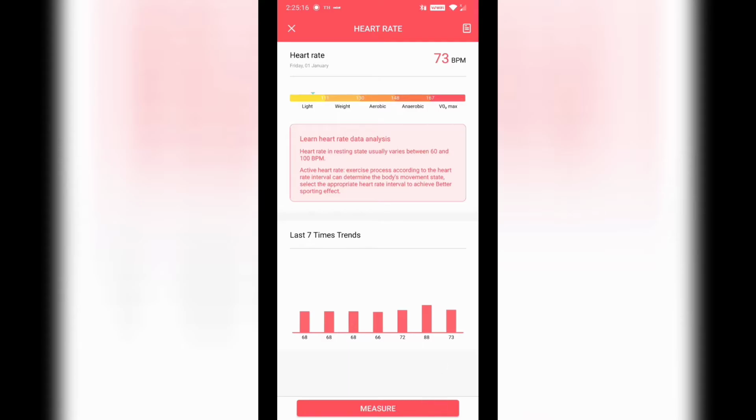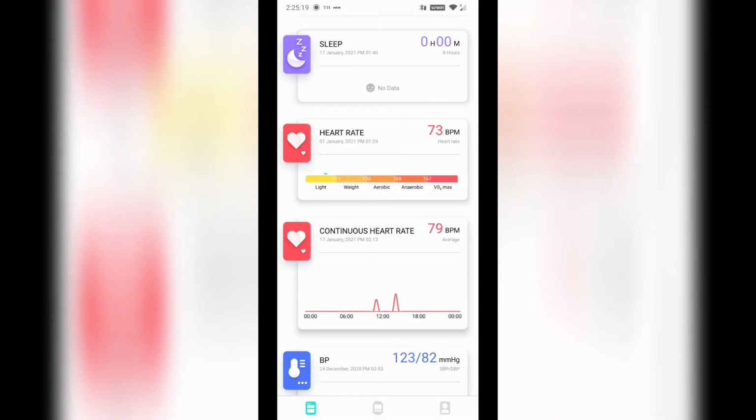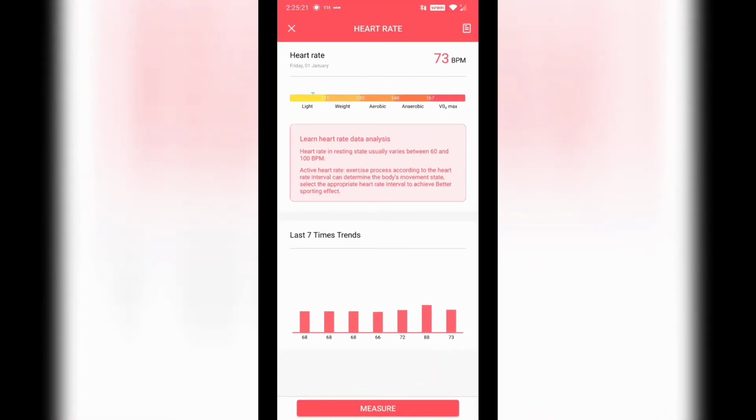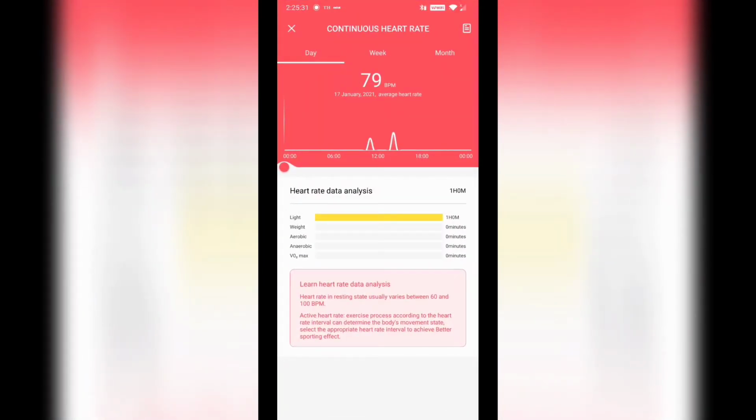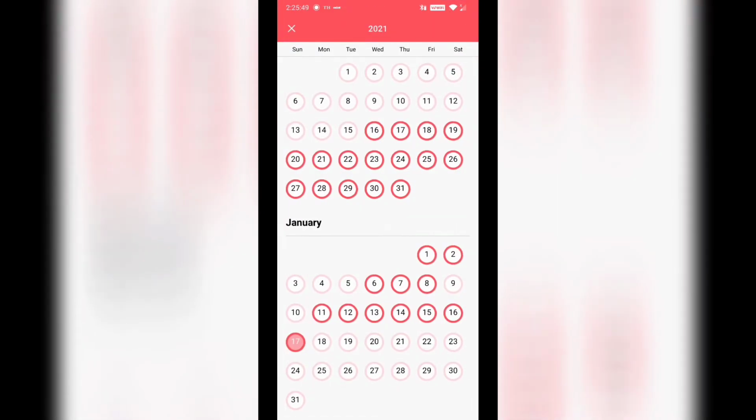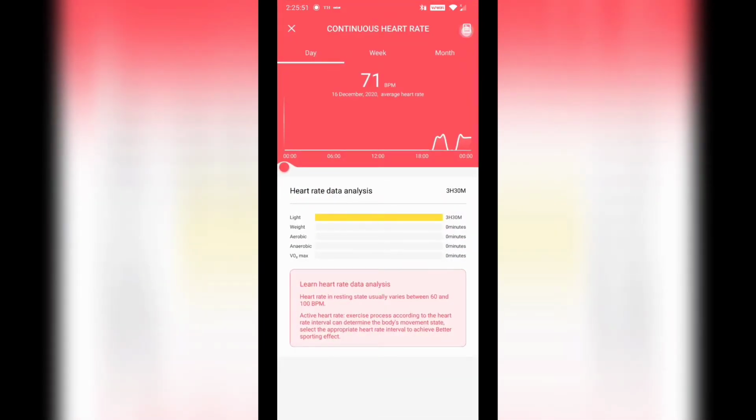There will be an option to select the continuous heart rate monitor. After selecting it, you will get the last 7 time trends. Continuous 72, 68, 73, showing my heart rate record. The watch will continuously check your heart rate and alert you if your heart rate is high or low. Today I wore it just a few hours, that's why it shows it automatically checked 2 times. And then yesterday's, and then the heart rate monitor.